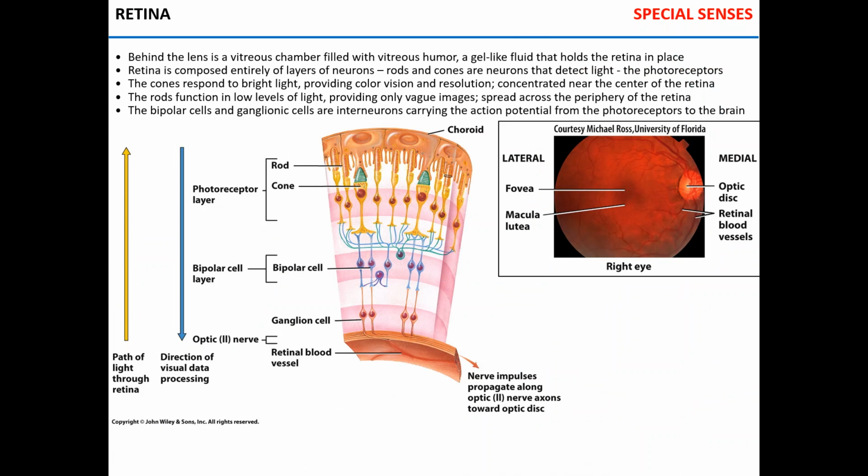Now, how do we transduce the light into the nerve signals? So when light crosses the lens, it enters the vitreous chamber and eventually reaches the retina. Very specific part of the retina called fovea centralis. Fovea centralis is the part of the retina with the highest visual acuity.